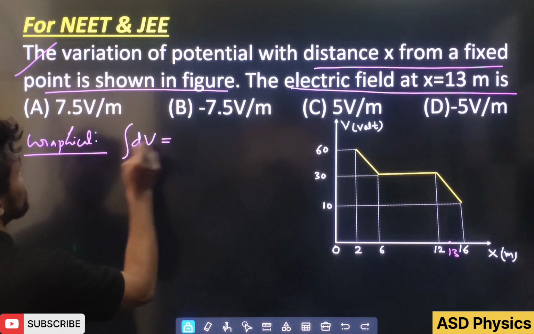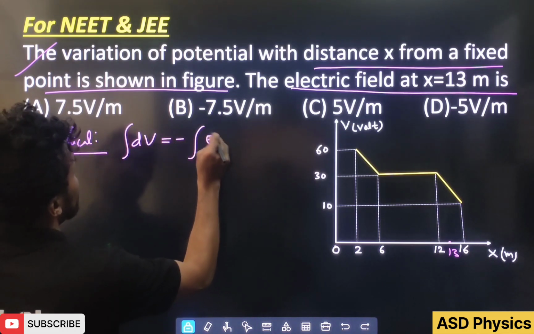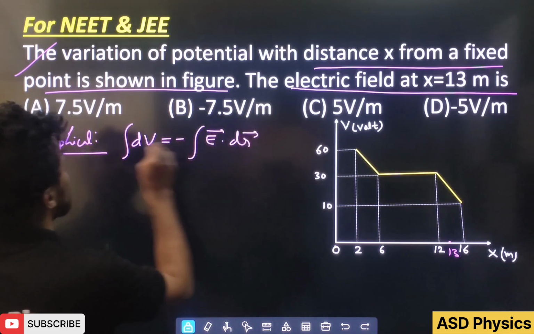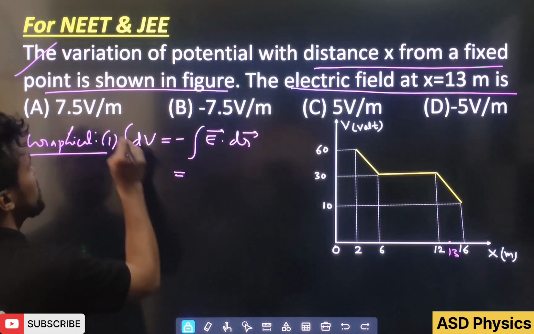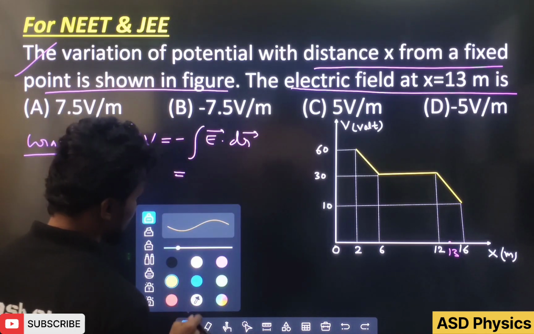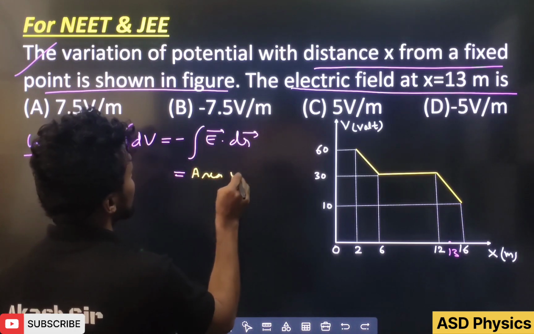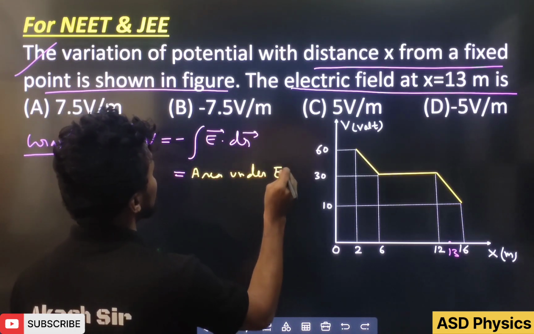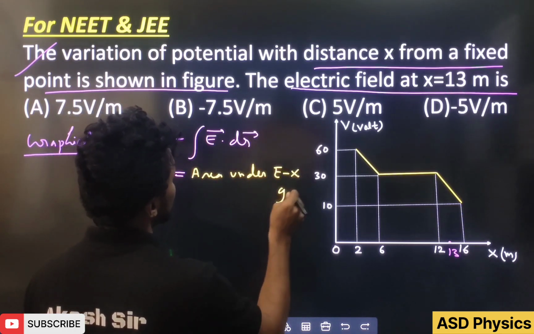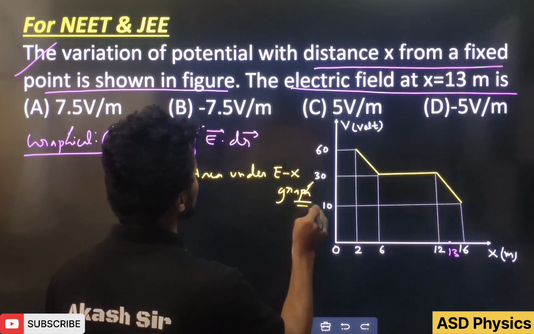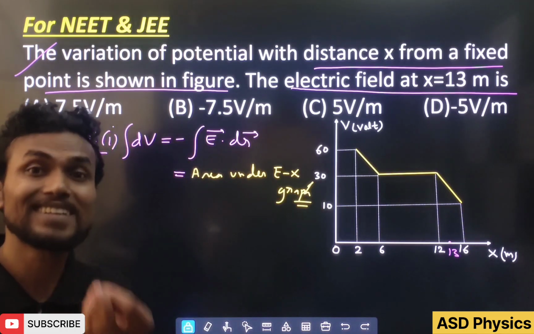First thing, dV equal to what we have learned, minus E dot dr. The graphical significance of integration means area. So potential difference will be given by the area under the E-r curve. If this is x, then the area under the E-x graph will always give potential difference. We are seeing the graphical view.